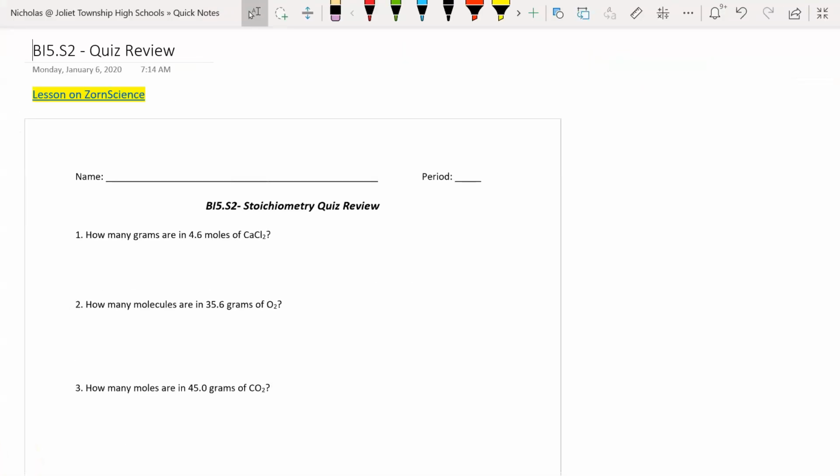All right, in this video we're going to look at the quiz review for Standard 2. The first question says, how many grams are in 4.6 moles of calcium chloride? So we always start by writing out our given, which is 4.6 moles.